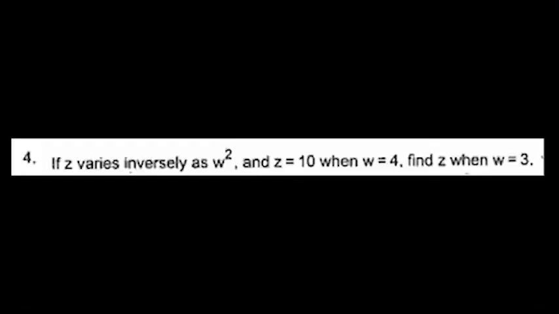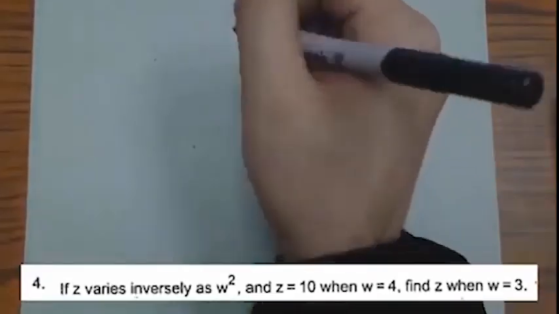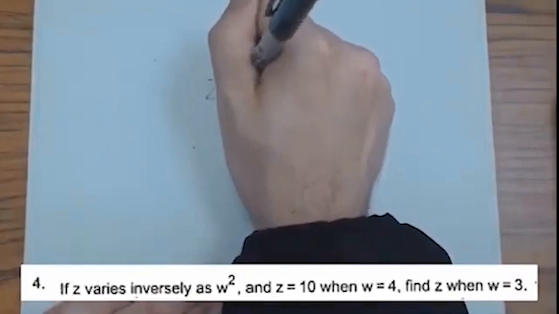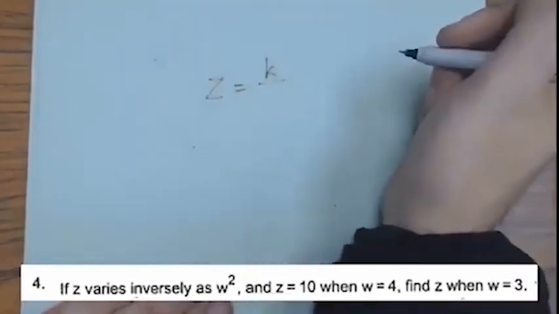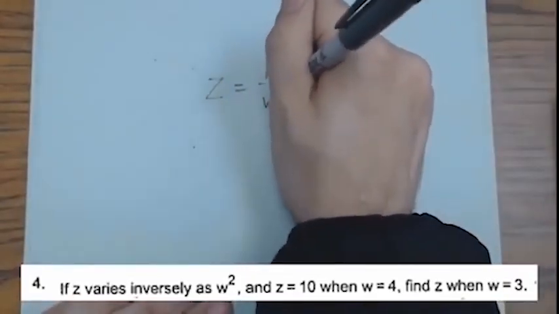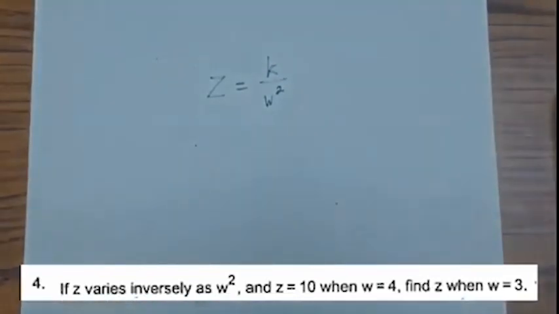Number 4. Z varies inversely as w squared. Z equals 10 when w equals 4. Find z when w equals 3. So first, z varies inversely as w squared. Z varies inversely, divide, as w squared. Don't forget the square.